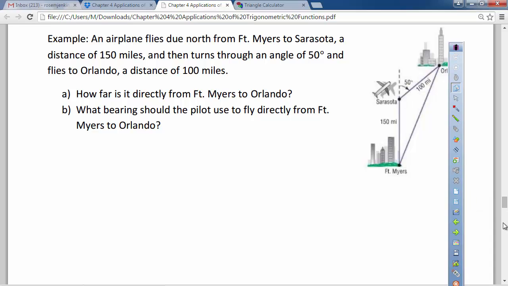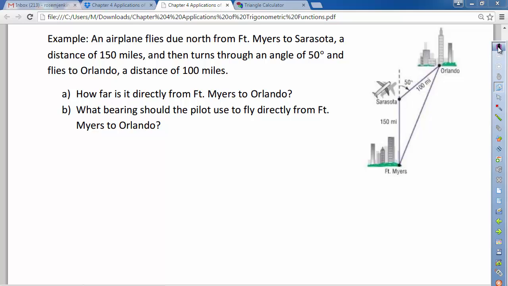All right, so we have another application here. It says an airplane flies due north from Fort Myers to Sarasota, a distance of 150 miles. Okay, we can see that here in the illustration. Okay, then turns through an angle of 50 degrees and flies to Orlando. So we flew north and then we turned an angle of 50 degrees and flew on to Orlando, a distance of 100 miles. How far is it directly from Fort Myers to Orlando? Okay, so that's what we're interested in this particular problem.